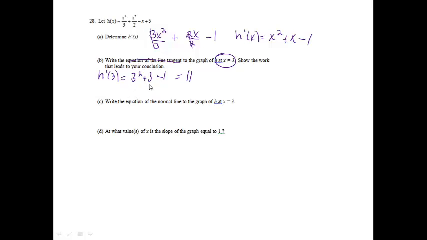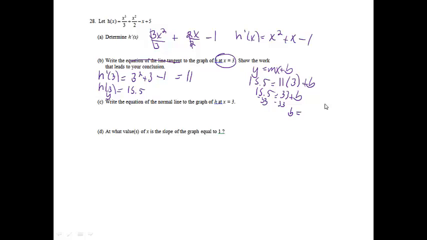And then from here, I know the x is equal to 3. I don't know the y value, so I'm going to go find the y value. And if I plug 3 in there, I find that h of 3, or the y value, is equal to 15.5. Okay, so now I can do y equals mx plus b. I know my y value is 15.5. I know my slope is 11. My x value is 3 plus b. So I'm going to get 15.5 equals 33 plus b. I'm going to subtract 33 from both sides, and I get b is equal to negative 17.5. So the equation of my tangent line will be y equals 11x minus 17.5.